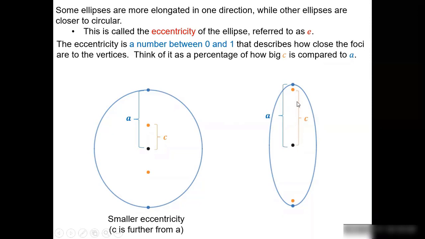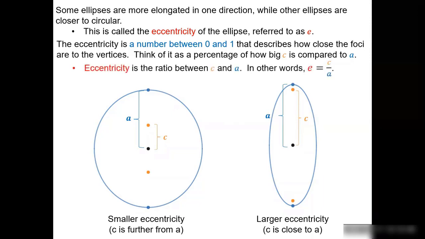So because the focus is so much closer to the value of A, that means that this is going to be a larger eccentricity. So therefore, in order to find the eccentricity, we're simply taking the ratio between C and A. In other words, the eccentricity, called E, is nothing more than the fraction C over A, which is why you should recognize that this number is between 0 and 1, because C, being the focus, is always inside of the vertex. So C is always less than A, and therefore the eccentricity for an ellipse will always be between 0 and 1.